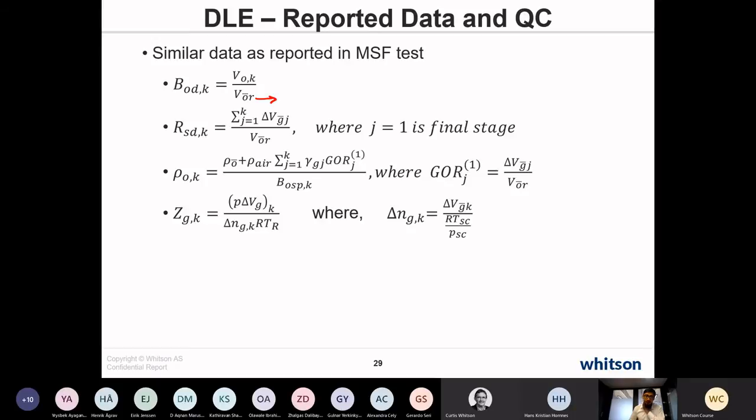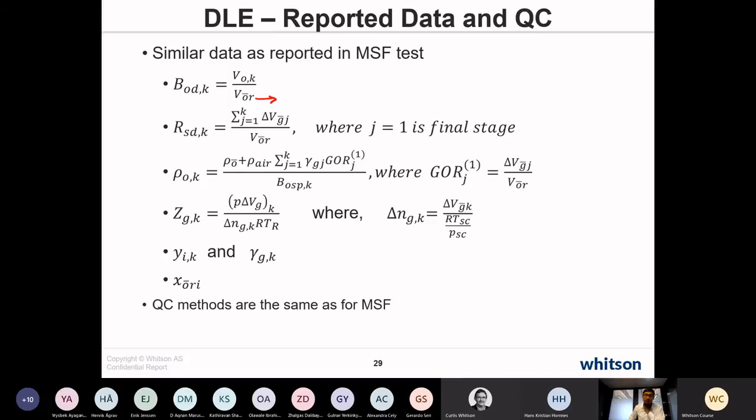So, continuing on the topic here, the DLE. We also have the gas Z factors reported because we have the gas phase below the bubble point pressure, and that can simply be calculated from the real gas law, PV equals nZRT, because we know how many moles of gas we have in the PVT cell at the given pressure and also the volume, so the moles can be calculated based on how much volume of gas we have removed.